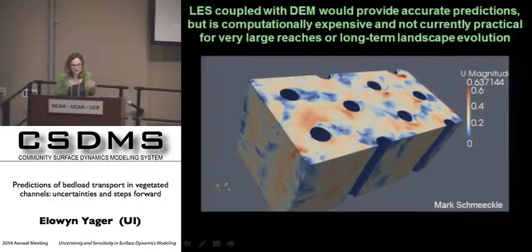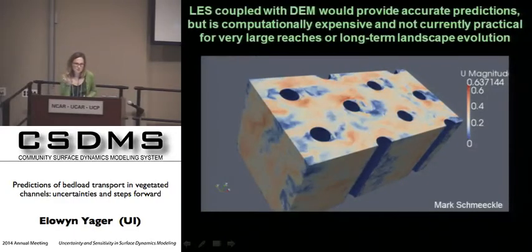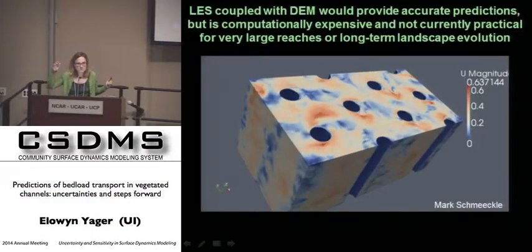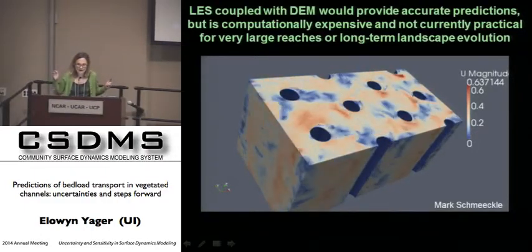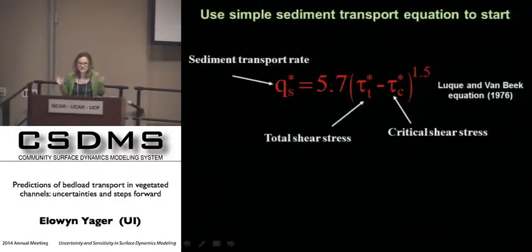So the question is, can we take this understanding at the grain scale, or almost the grain scale, of sediment transport and broaden that to use in a sediment transport equation that might actually be useful at these larger scales or longer time scales? So let's start really simple, using one of the simplest possible sediment transport equations, sort of a straw man we can set up here. So this is the Luque-van Beek equation. You could use pretty much any other sediment transport equation. I've tried a bunch, and I get about the same results that I'm going to show you here.